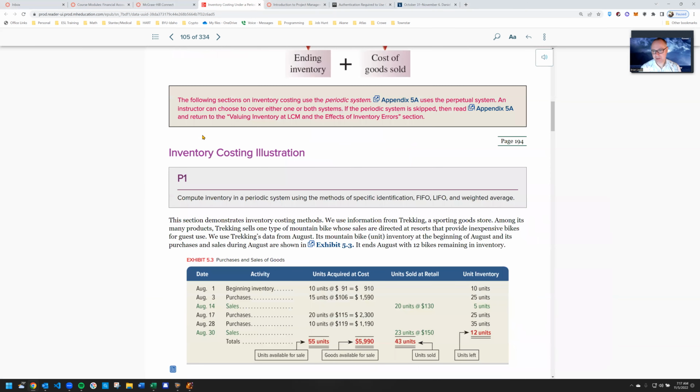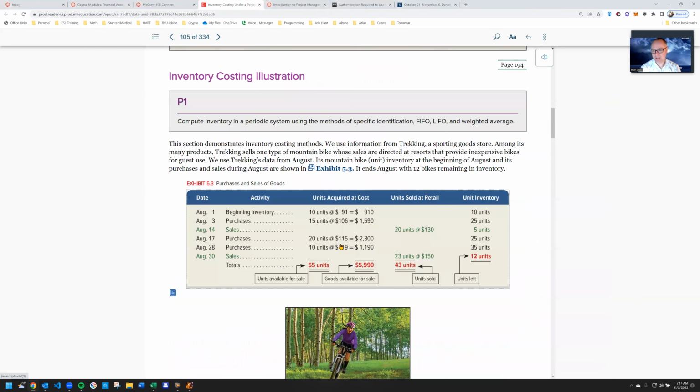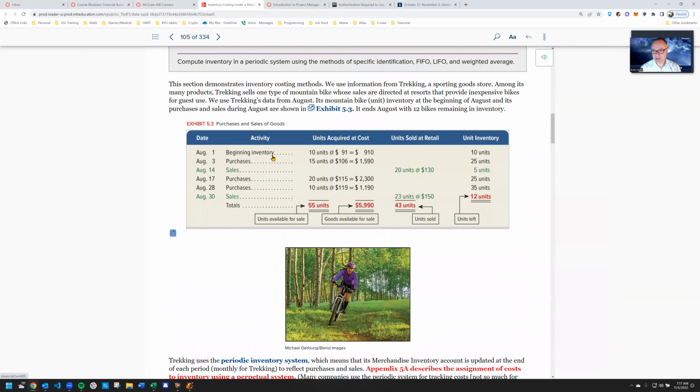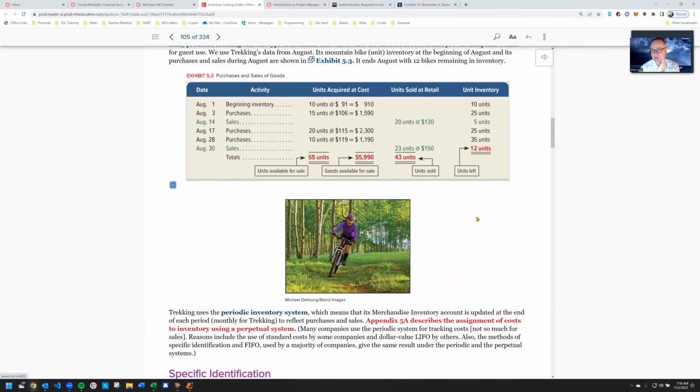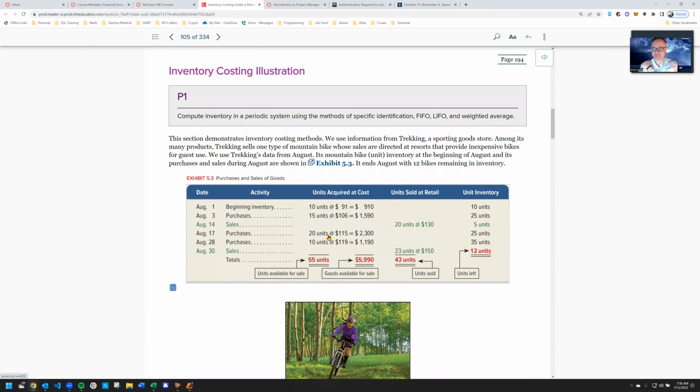Okay, to walk you through the inventory costing illustration, right? So they're going to walk you through how these transactions look as far as inventory. So you're keeping track of both units as well as dollars, right? Goods available for sale, units available for sale, minus what was sold, and it gives you what's left over in a period of time. Now, this is just the generic approach, okay?